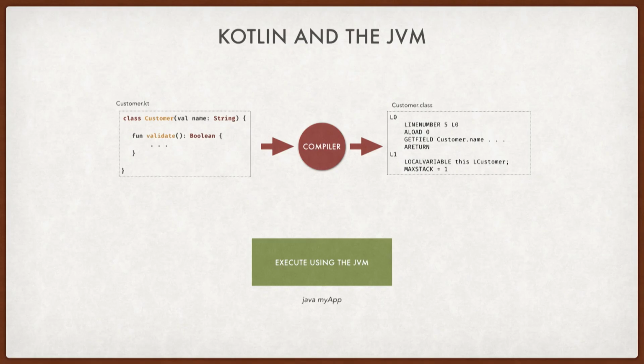This generates an output, and then we can execute this using Java and then the name of the application, which in this case could be, for instance, my app. So what's important to grasp here is that all languages have source code, which can be Java, can be Kotlin, can be Ceylon, can be whatever. They get compiled into bytecode, and then the JVM is what executes that bytecode.